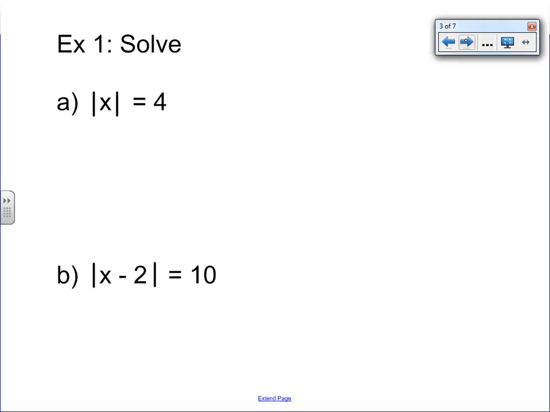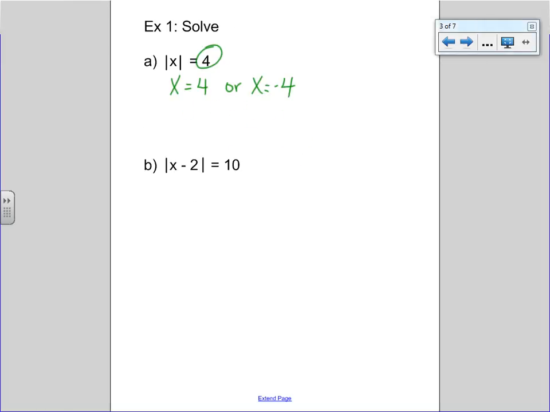So on A, it says the absolute value of x equals 4. Well, in that case, if I drop the absolute value bars, x has to be equal to 4 or x has to be equal to -4, because both of those give us an absolute value of 4. They are both 4 units away from 0. Now, whenever we're solving these absolute value equations, we're going to use this to solve.